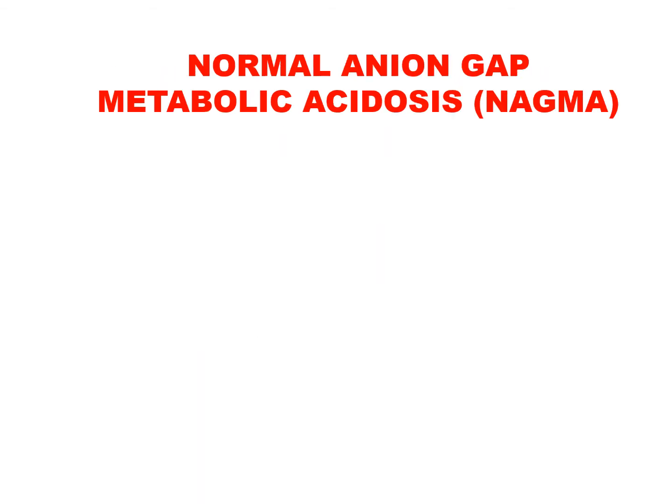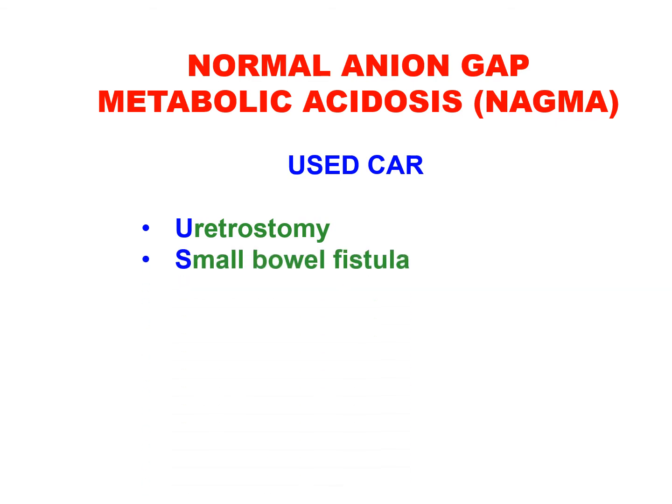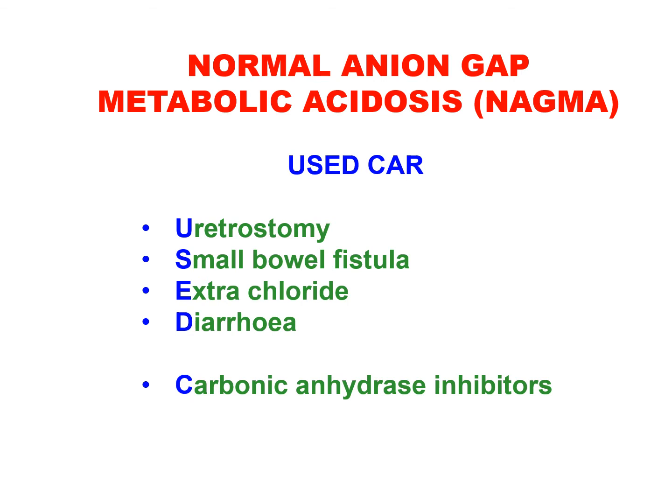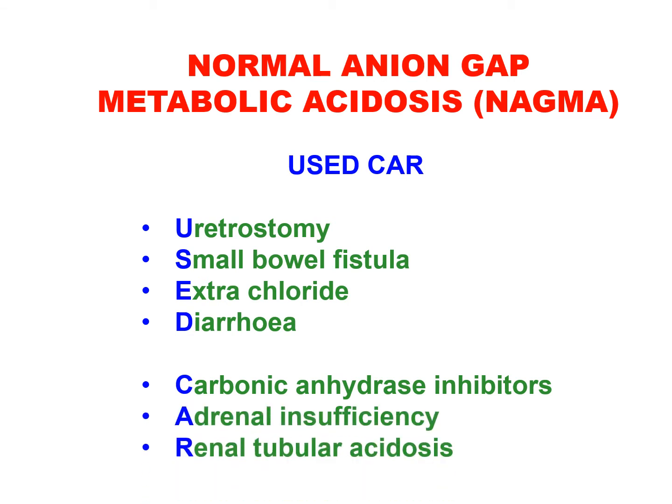Now, normal anion gap metabolic acidosis you can learn as USED CARS: ureterostomy, small bowel fistula, extra chlorides, diarrhea, carbonic anhydrase inhibitors, adrenal insufficiency, and renal tubular acidosis. You should understand that normal anion gap acidosis means that all these conditions are leading to a rise in unmeasured cations and hence manifesting the metabolic acidosis.